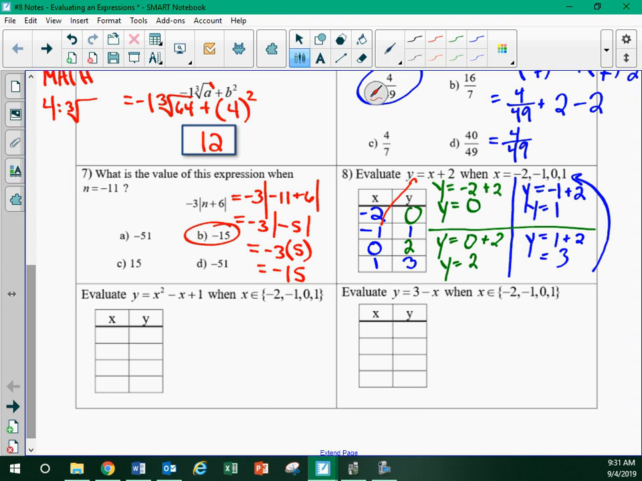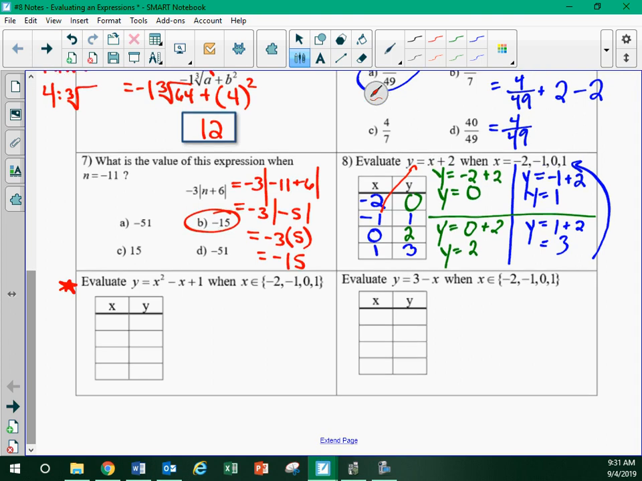All right. I feel like this one here is a little tricky. It's just a lot of work, right? So we have the same x values. I'm going to start off by writing my x values. All right, and then I'm going to start off with my -2. So I have y equals -2 quantity squared minus -2 plus 1. So you want to be careful with your parentheses there.